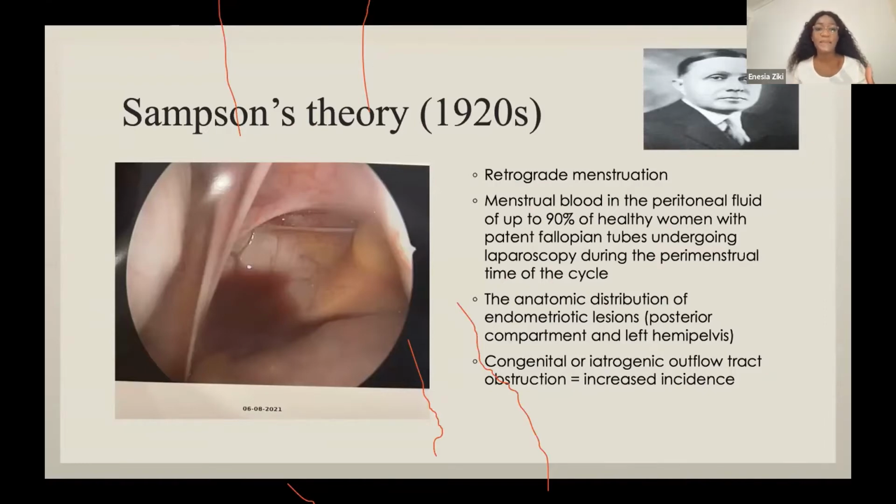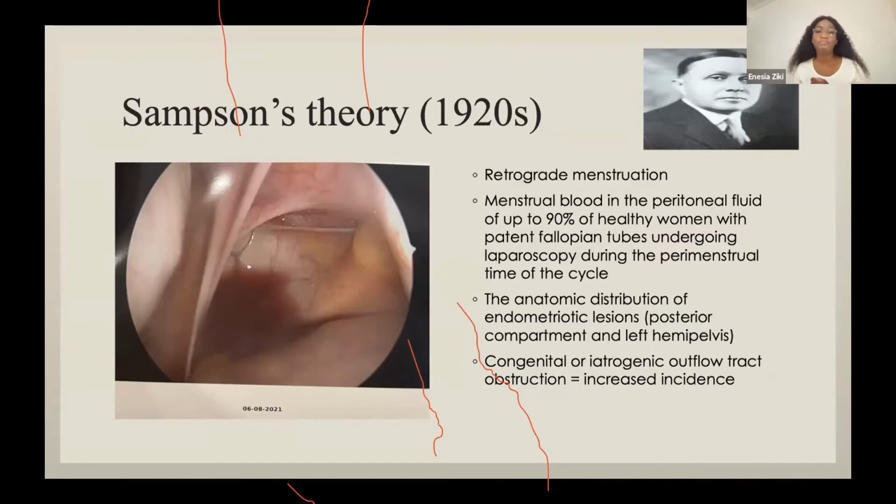So this picture on the left here is not an uncommon picture. So in 90%, as I've said, of women who are going through laparoscopy, that picture will be seen. There's blood in the peritoneal cavity. And there are some who actually advocate that each time you find blood in the peritoneal cavity, the surgeon is supposed to look for an endometriotic nodule, because this is a risk factor.